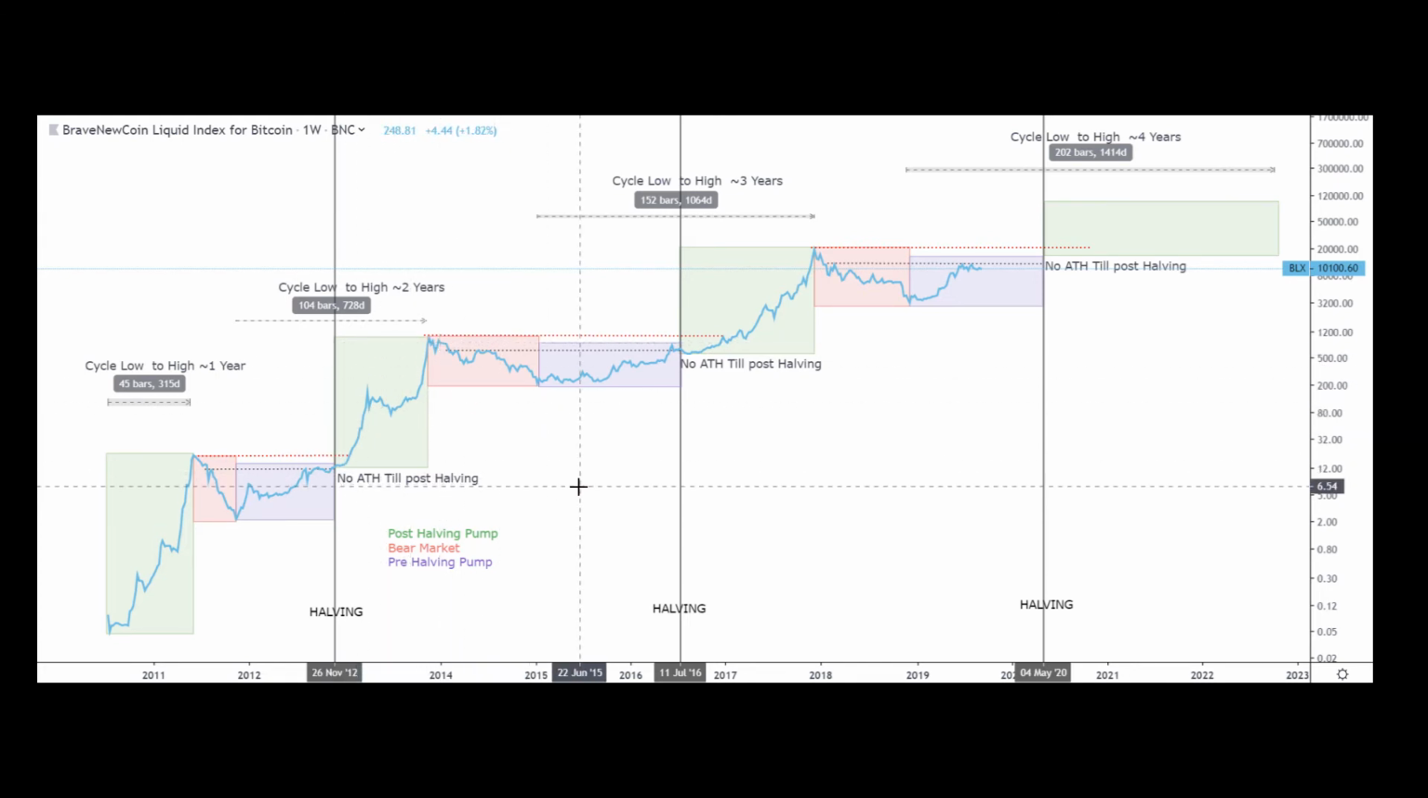So as you can see, every halving we've had new all-time highs only and only after the halving. So November 2012 we had new highs only after the halving. Same thing 2016: we had the correction of the market cycle from 2013, and then we had a long consolidation, and after that is when we had the post halving pump to all-time highs.